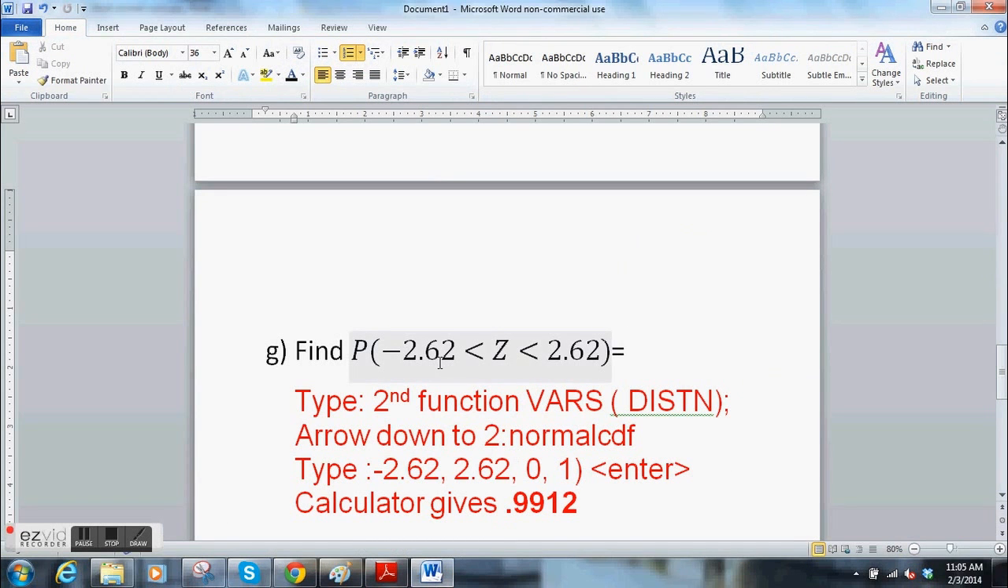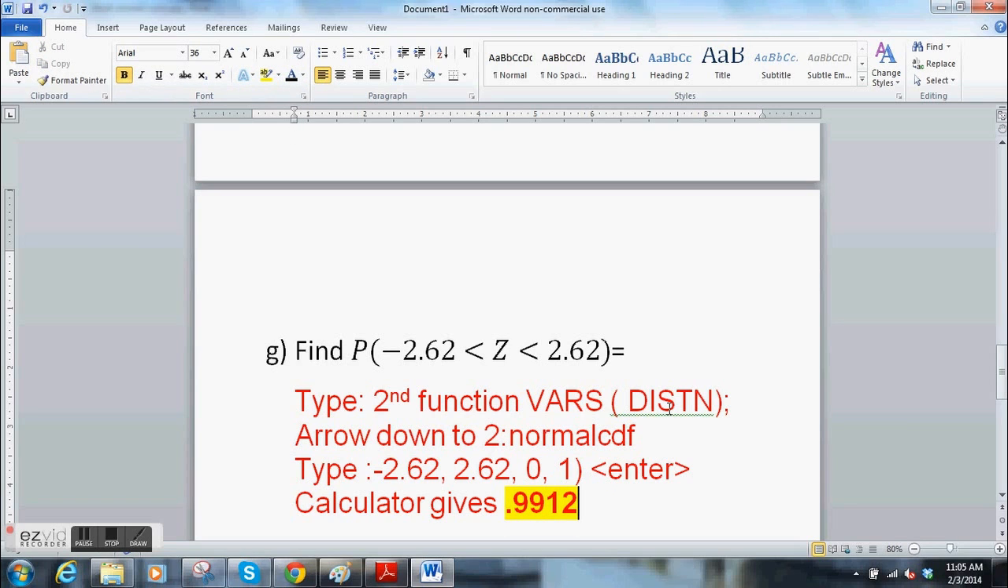So on the calculator, we already have a lower bound and an upper bound, so this one's easier in a way. Type second function variables, arrow down to normal CDF, type in the lower bound, make sure you put the minus in there, 2.62, comma, upper bound 2.62, comma, 0, that's the mean, comma, 1, standard deviation. Hit enter. Your calculator gives you 0.9912.